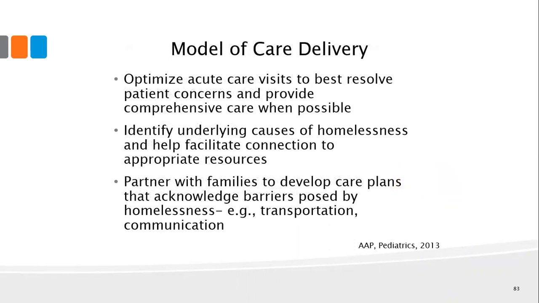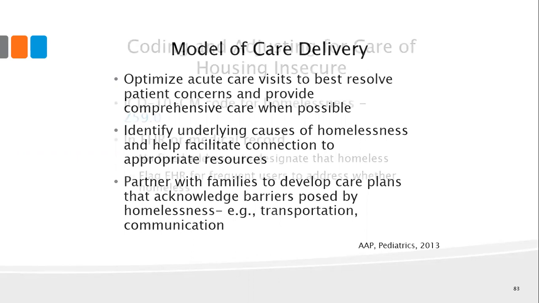And as I think it was Margie started discussing, modifying our model of care delivery can ease some of the significant barriers these families have accessing medical care. We can optimize our acute visits by providing comprehensive care as well when possible at the same time. Create a process to identify underlying causes of homelessness in specific families in order to facilitate connection to appropriate resources. And always partner with families to develop realistic care plans that address barriers posed by homelessness, such as the transportation, communication, or no refrigeration. Remember, a plan is only good if it's feasible.